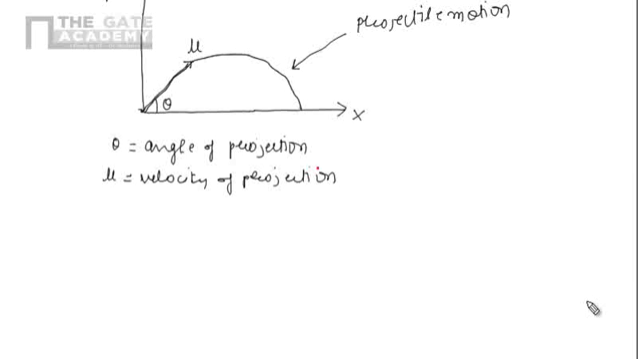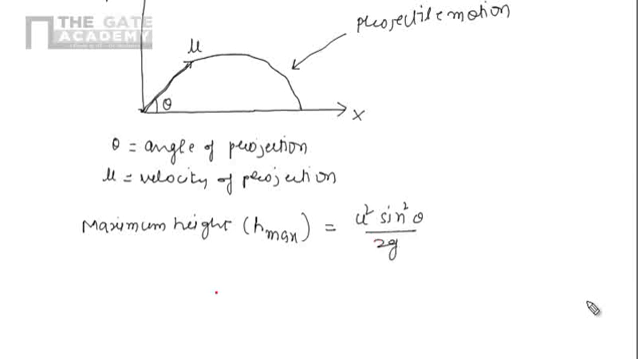Now I will not go into the details of how we can derive these things. I am just writing important formulas which will be useful in projectile motion. First one, that is maximum height, suppose it is denoted by h max. So maximum height will be u square sine square theta by 2g. This one is the formula for maximum height.